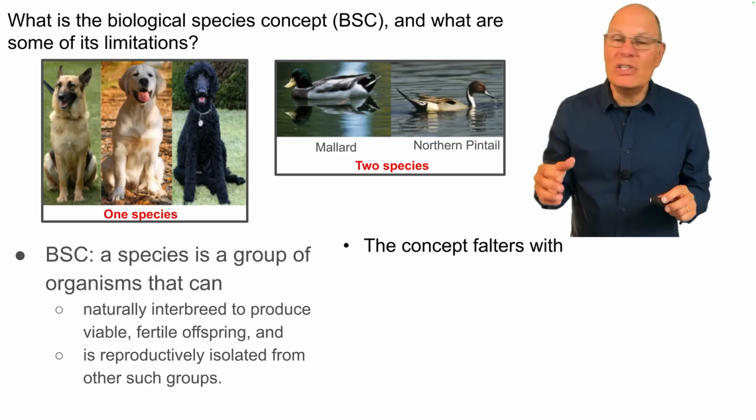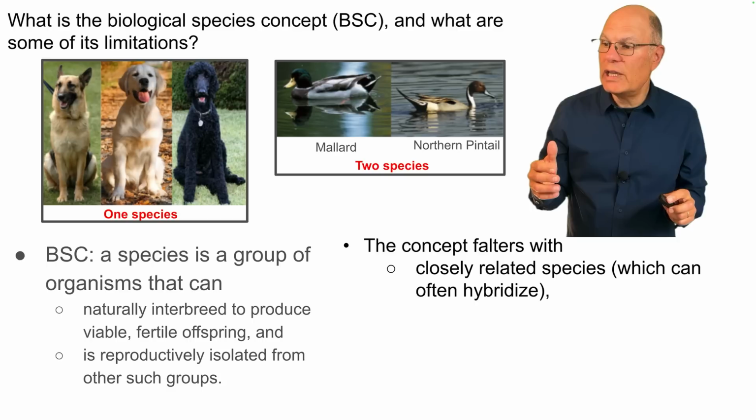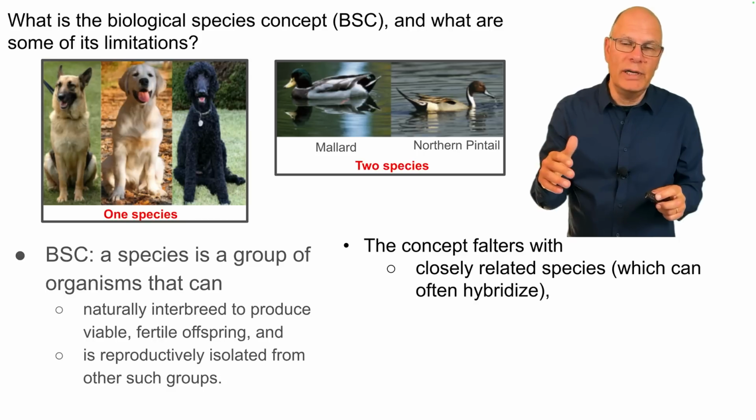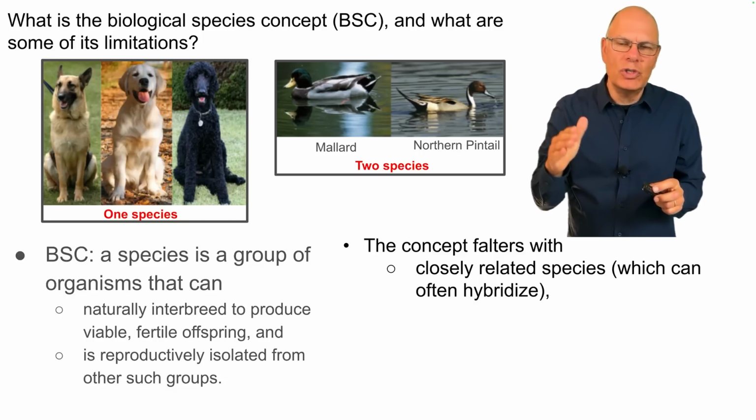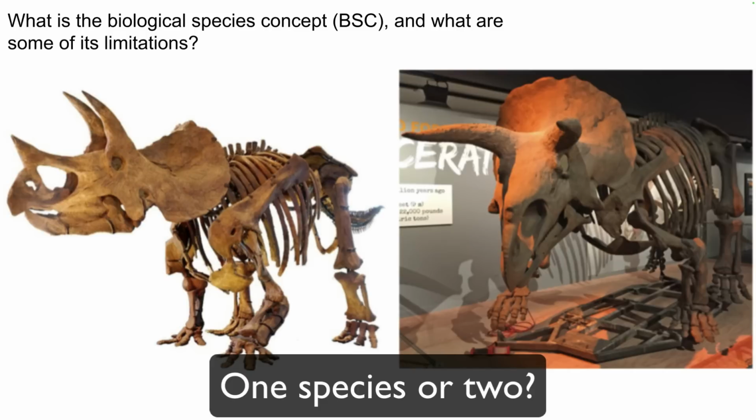The concept is not perfect, and it falters in a couple of cases. The first is in the case of closely related species, which can often hybridize. They can often interbreed, but not so much. So the gene pools maintain relative separateness. Extinct or asexual species, how could you tell if they could produce fertile or viable offspring?